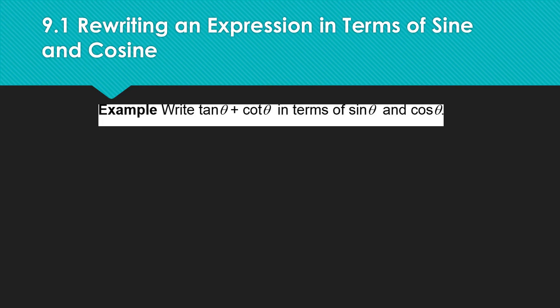Write tangent of theta plus cotangent of theta in terms of sine and cosine. Okay, using our identities, give this a try. Pause the recording and resume to check your answer.